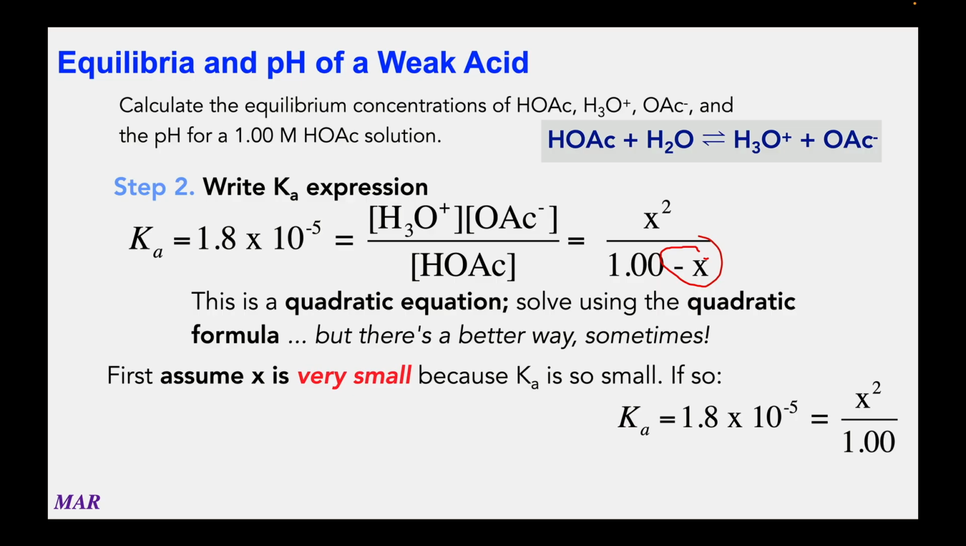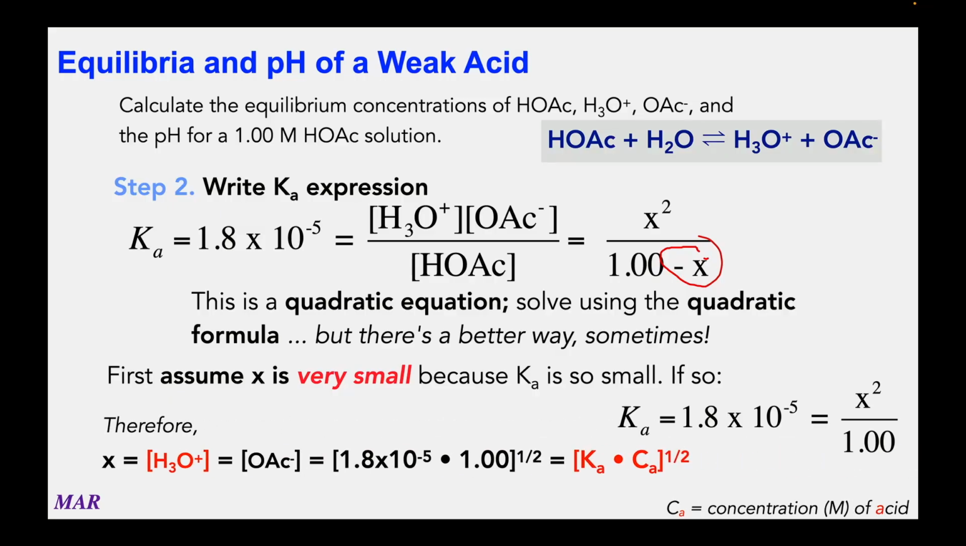So if that X is very small, that makes this problem a lot easier, because then Ka, 1.8 times 10 to the minus 5, equals X squared divided by the concentration of the acid, 1.00, and that's easy to solve, because X then will equal the square root of Ka times Ca, and the square root of Ka times Ca would be the square root of 1.8 times 10 to the minus 5 times 1 mole per liter.